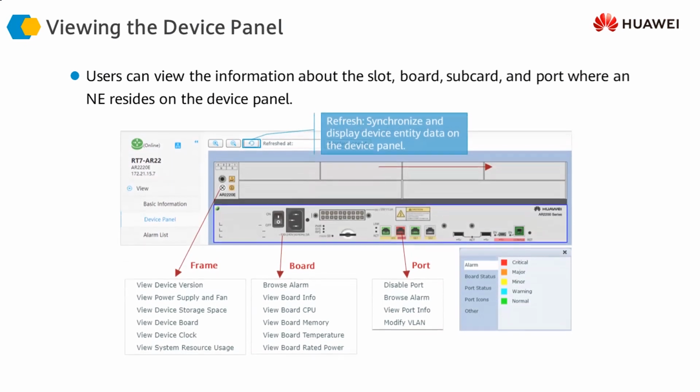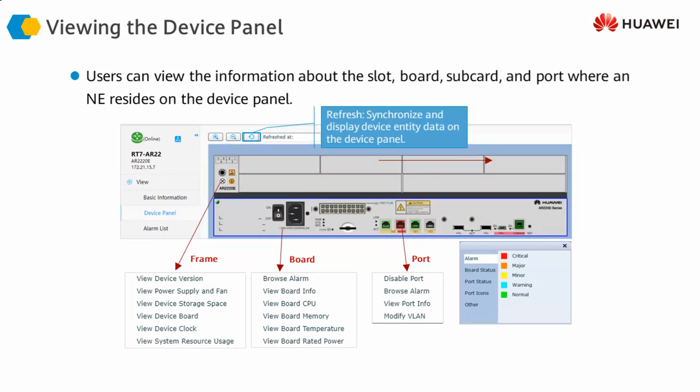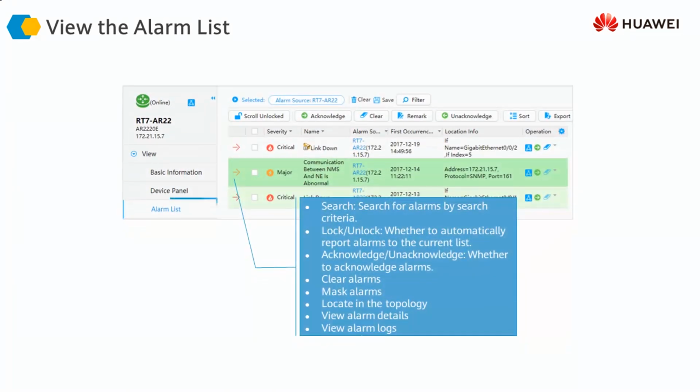We can also have a physical view of the device, of the different ports and their status, using the device panel here. This is a very powerful interface which gives us an idea of what the physical appearance of the device is. And then we can also look at the alarms that are associated with the device, the types of alarms, and the details about the alarms if there are any issues on that particular device.